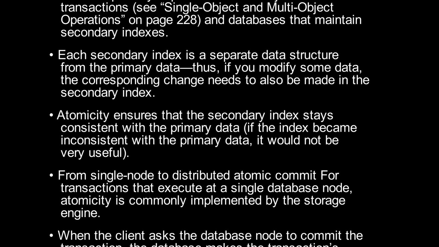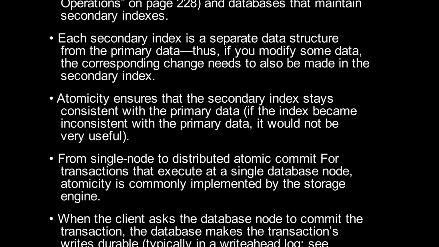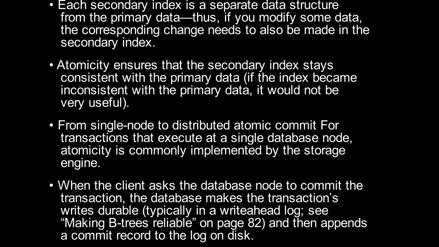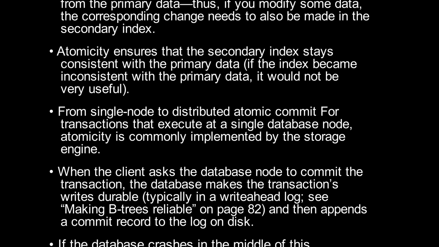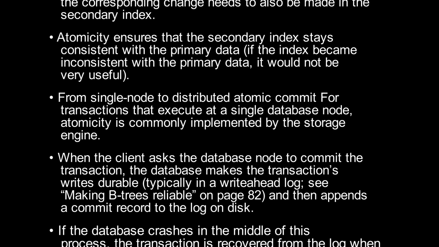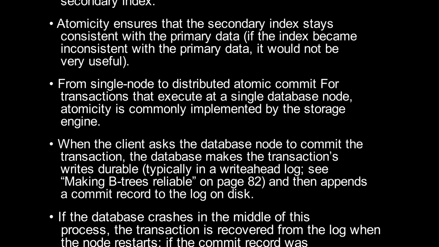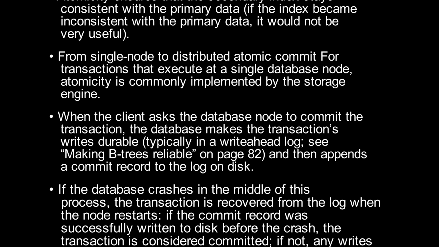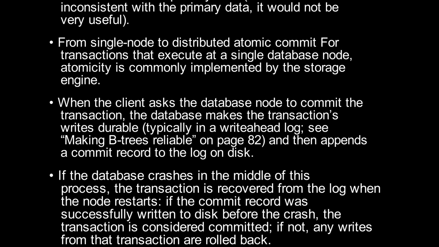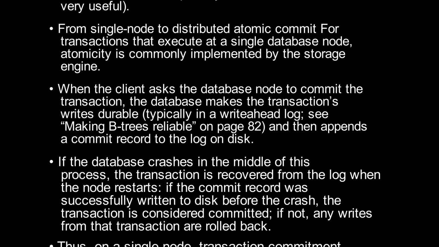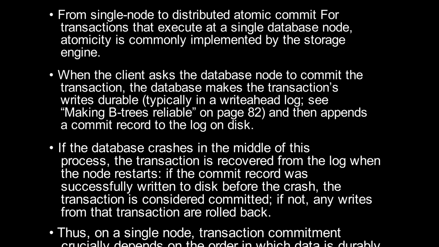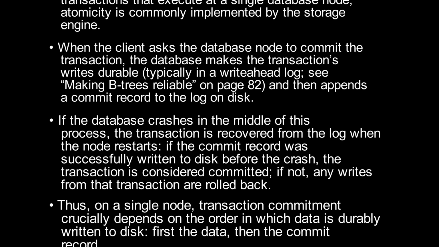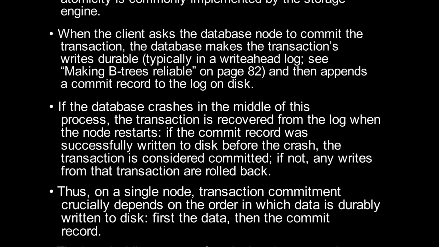From single node to distributed atomic commit. For transactions that execute at a single database node, atomicity is commonly implemented by the storage engine. When a client asks the database node to commit the transaction, the database makes the transaction's writes durable, typically in a write-ahead log. See making B-trees reliable on page 82. It then appends a commit record to the log on disk. If the database crashes in the middle of this process, the transaction is recovered from the log when the node restarts. If the commit record was successfully written to disk before the crash, the transaction is considered committed. If not, any writes from that transaction are rolled back.